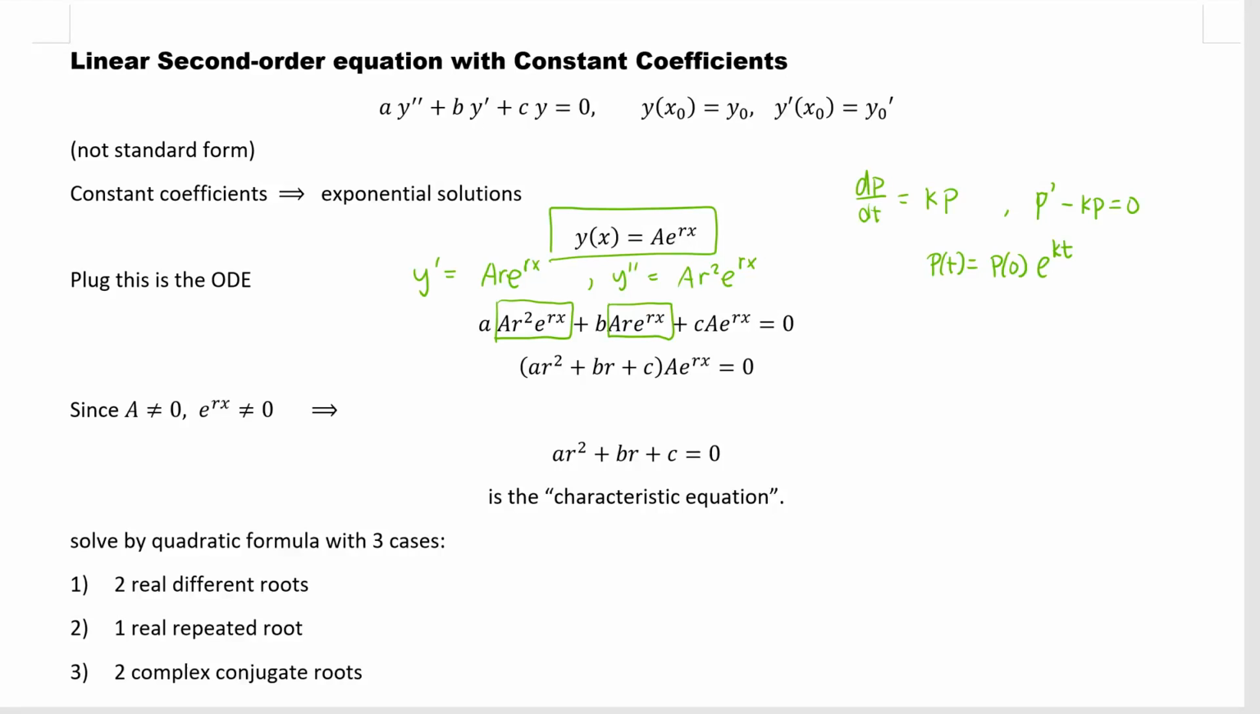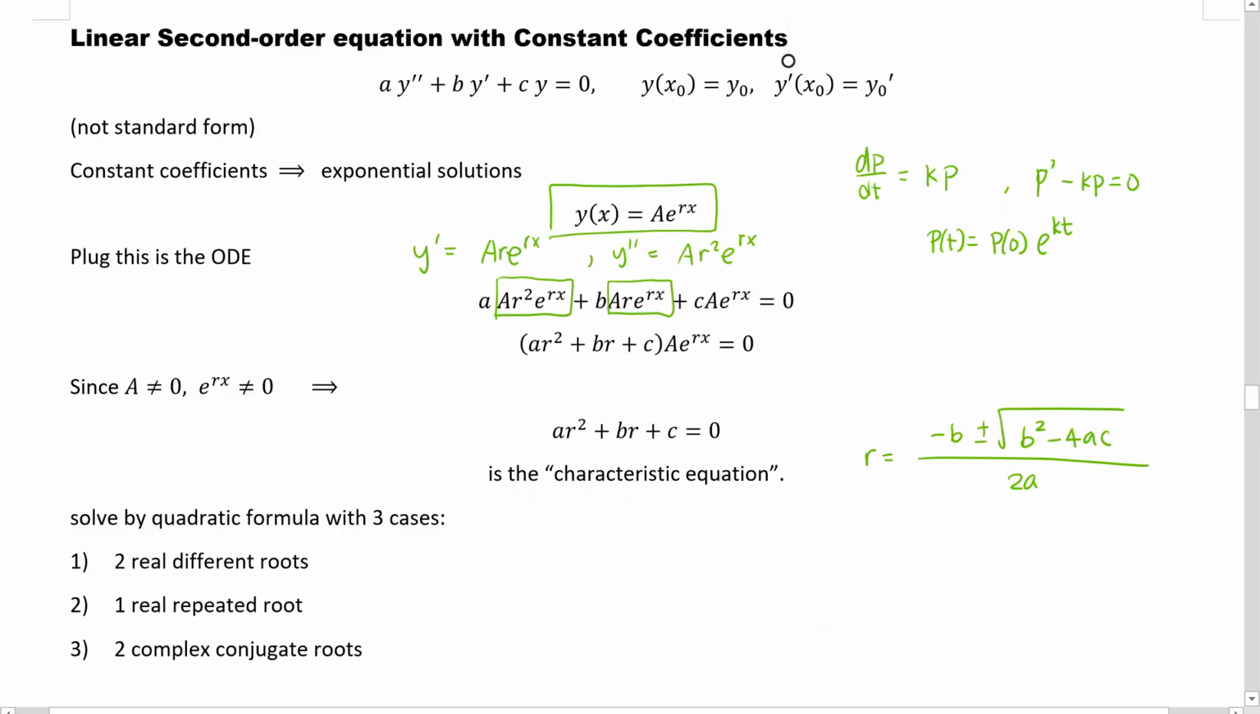And how do we solve a quadratic function? Well, we have the quadratic formula: 2a in the bottom, negative b plus or minus the square root of b squared minus 4ac. Depending on the discriminant, we have three cases. What is the discriminant? That is the thing inside the square root.